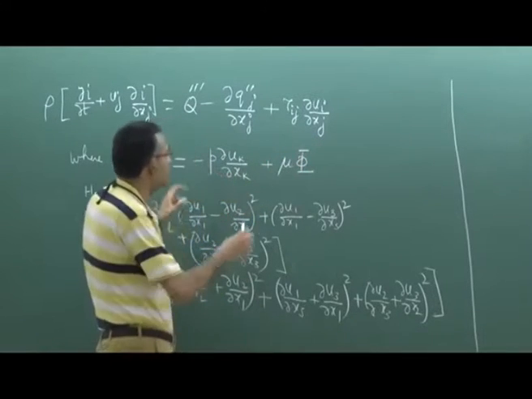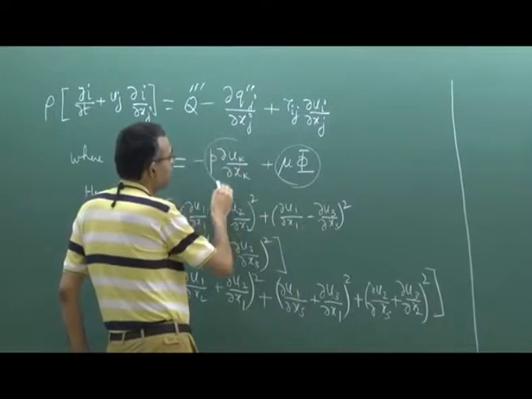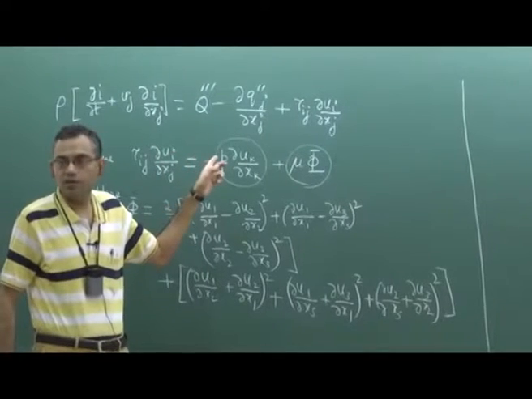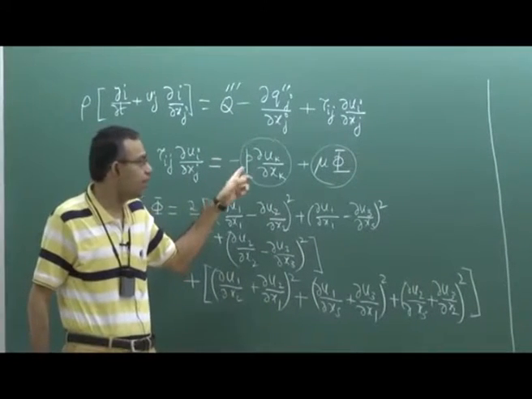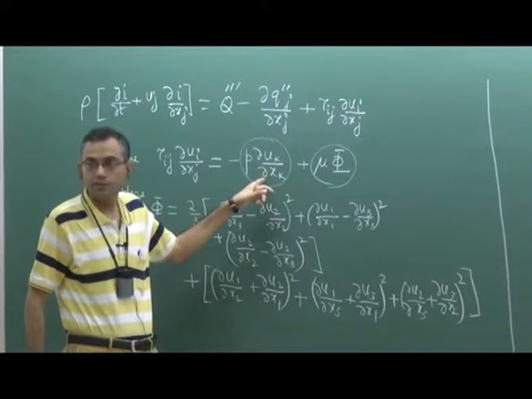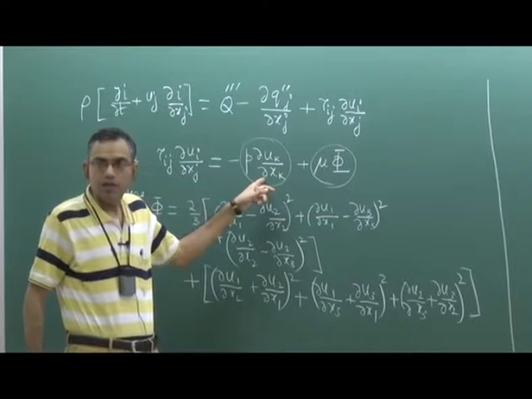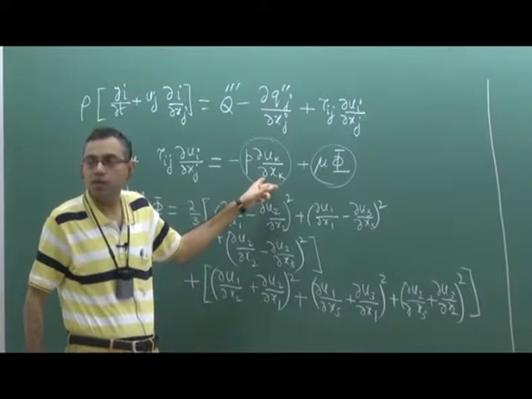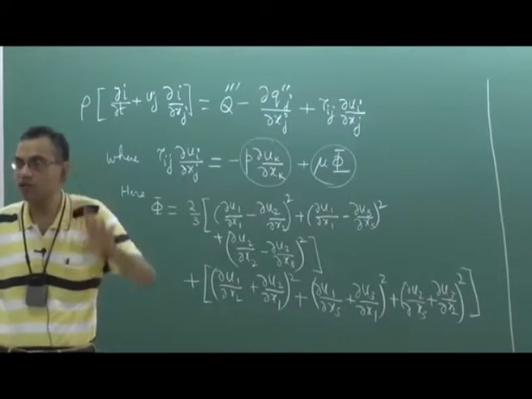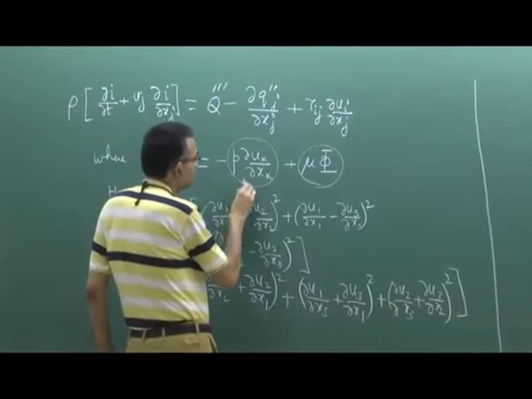One part is viscous dissipation and this is pressure work or PdV, P into del dot V. That term is just like the PdV work in thermodynamics. This is due to volumetric change, whatever is the work done. So that is P into del dot V.